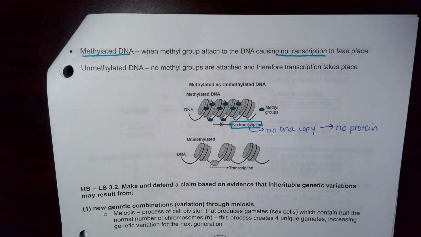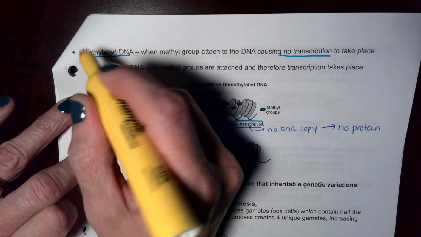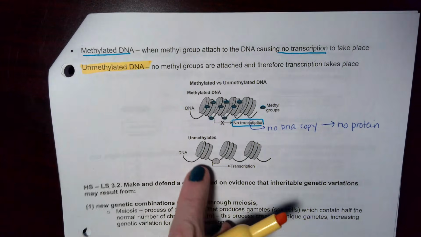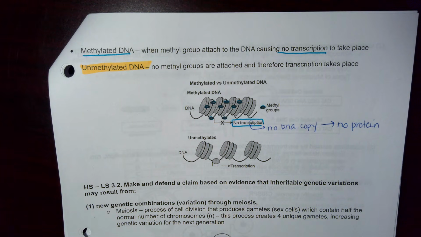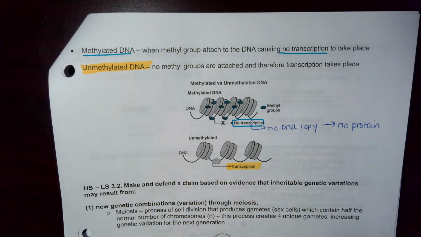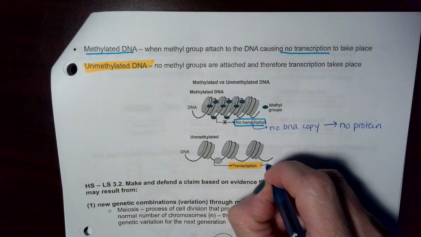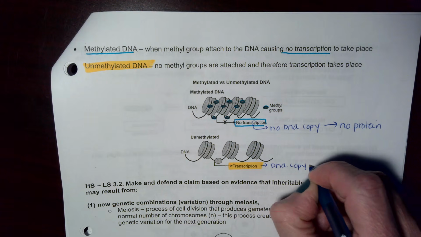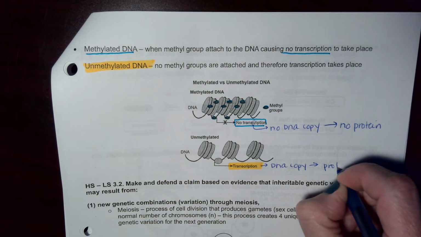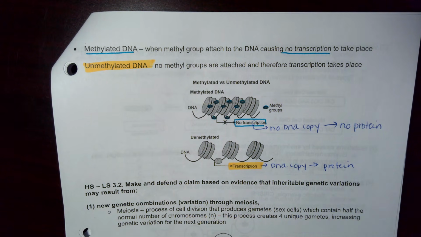Then we have unmethylated. Notice none of those things are there. Nothing's there. And here it tells me transcription occurs. If transcription occurs, I make my DNA copy, which is messenger RNA. And if I can make my messenger RNA, then I can make my protein.